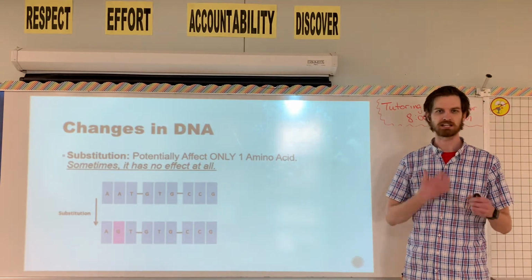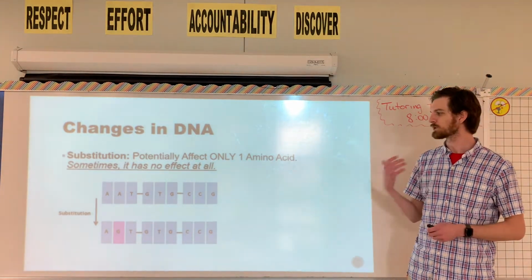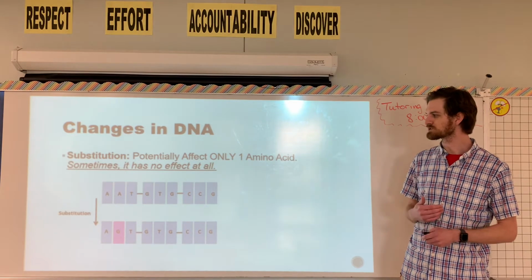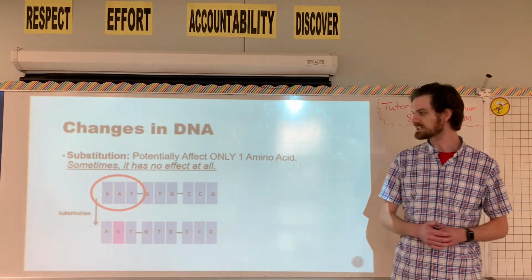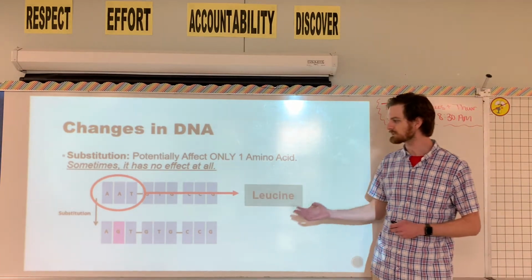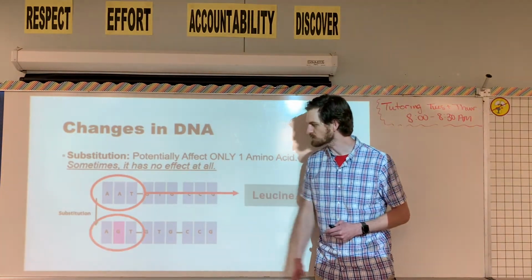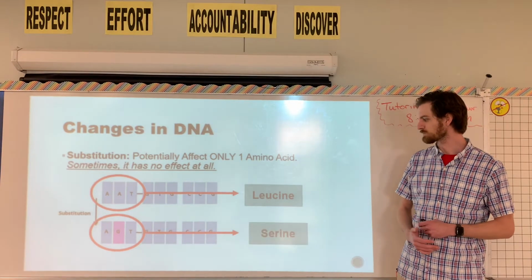As DNA is being copied, there's a chance for errors. If an error occurs, it could produce a different outcome. So let's say we have the sequence AAT, that's supposed to give us a leucine. Instead of AAT, now it switches to AGT, and instead we end up with a serine.